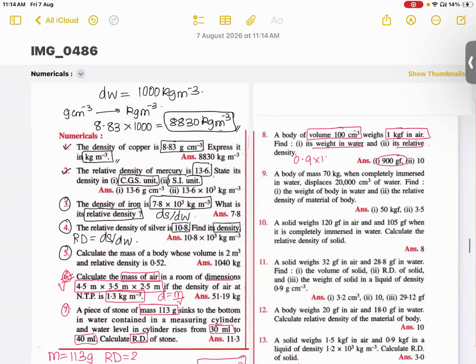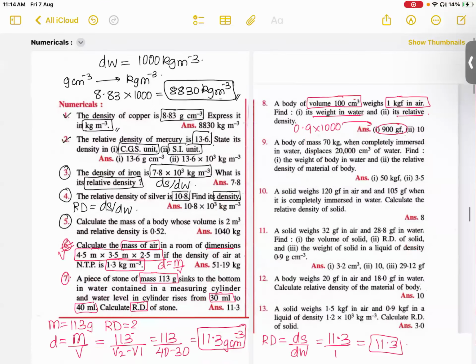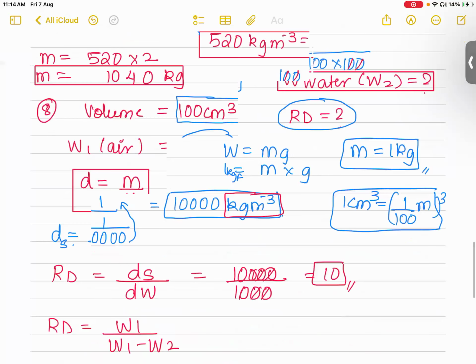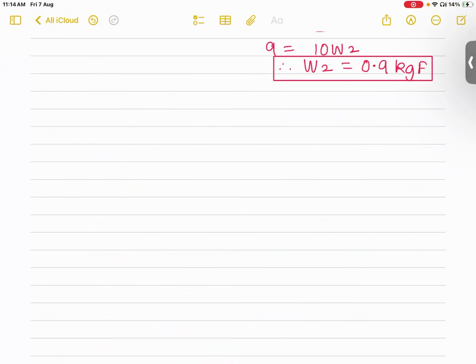Okay, students? Come on. Let's take the ninth one. Question number 9 is a body of mass, so this is mass, completely immersed in water, displaces 20,000 centimeter cube of water. Calculate the weight in water, that is W2, and RD we need to find. I think you all should help me out to solve this sum. Come on. So how are we going to solve? Question number 9. Let's first write what all things are given.